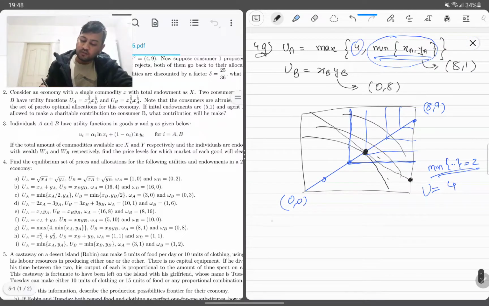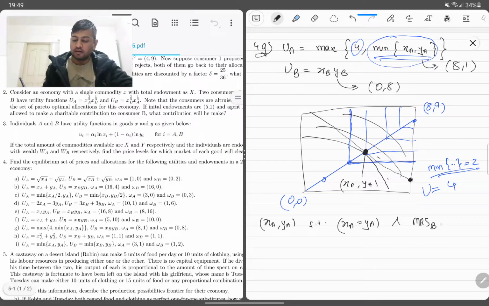So I want the IC of agent B to be tangent at this particular point. Let me call this point XA comma YA. Then XA comma YA should be such that XA is equal to YA, and the MRS of agent B here must be equal to 1. The MRS of agent B should be tangent to the budget line, so the MRS of agent B must be equal to P by 1. Okay.